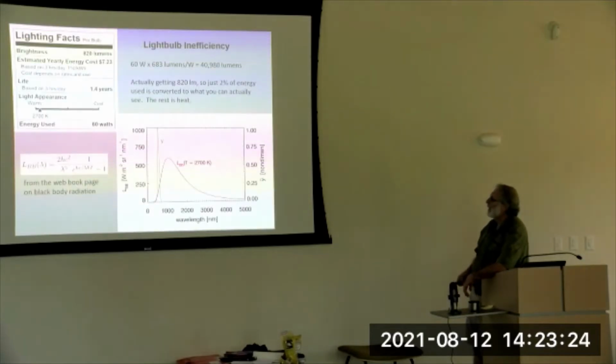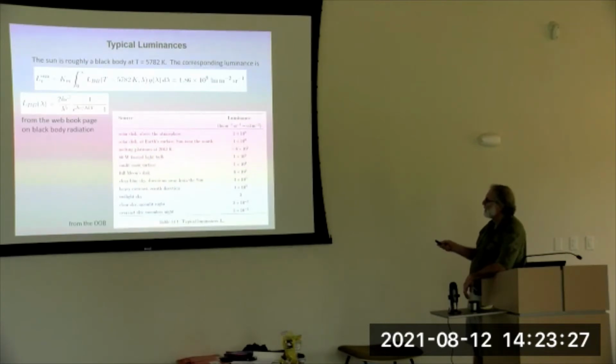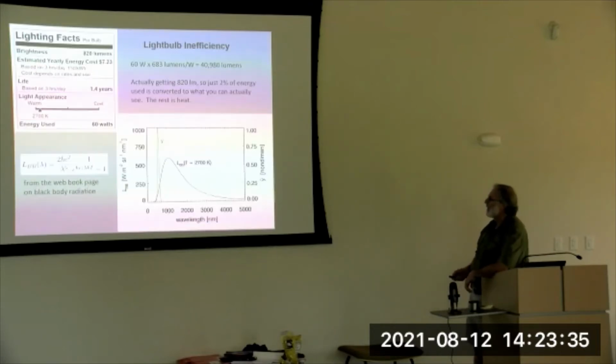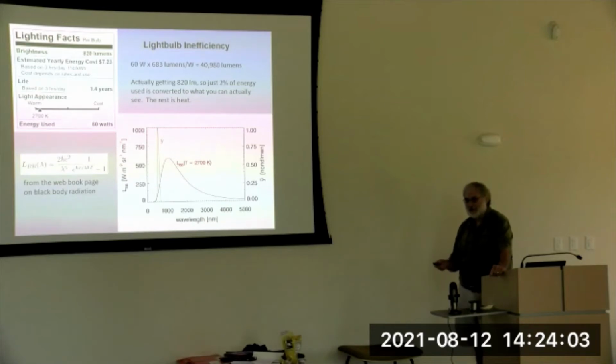The only one of these I remember is looking right at the sun. It's about 1 million. All the others, I have to go look up if I need the number. Okay, so now here's off the package of your light bulb. It says this light bulb is giving you 820 lumens, costs you $7 a year to run. It's a 60-watt bulb. Well, then you say, wait a minute, 60 watts, and it's 683 lumens per watt. I should be getting about 41,000 lumens out of this bulb. So what's going on there?